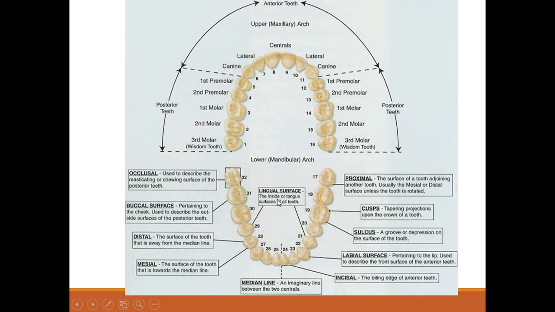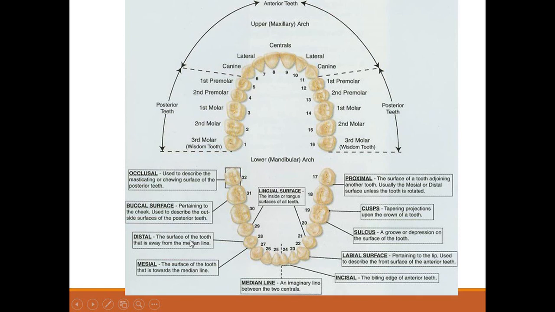Then we talk about the lingual surface, or the inside or tongue surfaces of all teeth. So the lingual surface is the surface that touches the tongue. So even on the maxillary teeth, you have lingual surfaces all within the inside of the teeth.